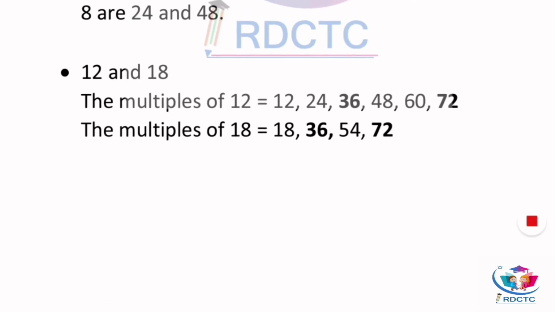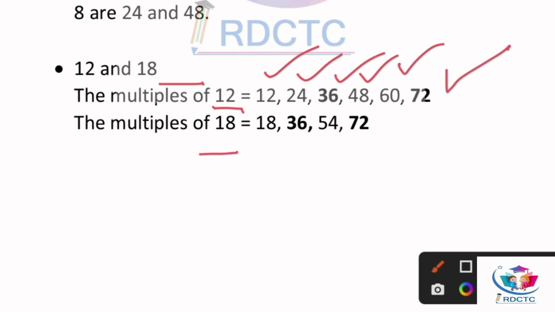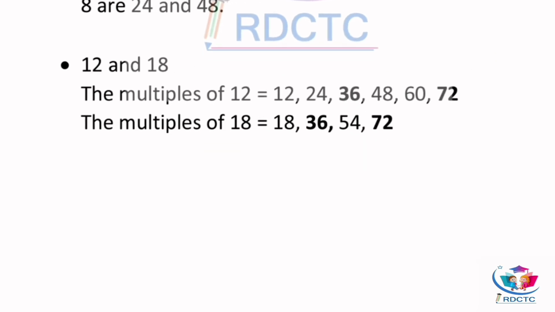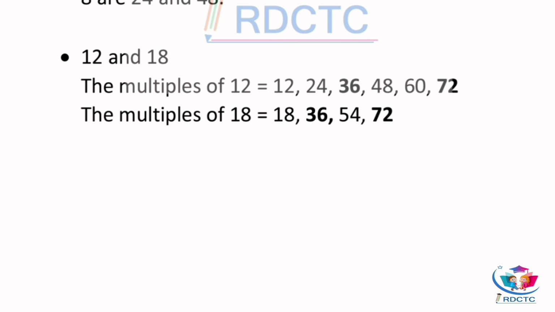Next is 12 and 18. The multiples of 12 are 12, 24, 36, 48, 60 and 72. The multiples of 18 are 18, 36, 54, 72. Here 36 and 72 are present in both as multiples. That is why we say that 36 and 72 are the common multiples of 12 and 18.